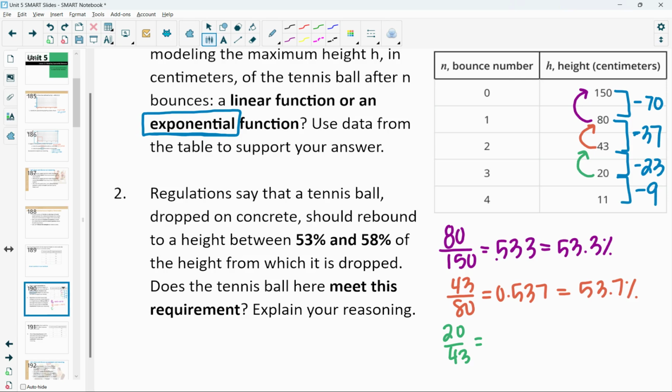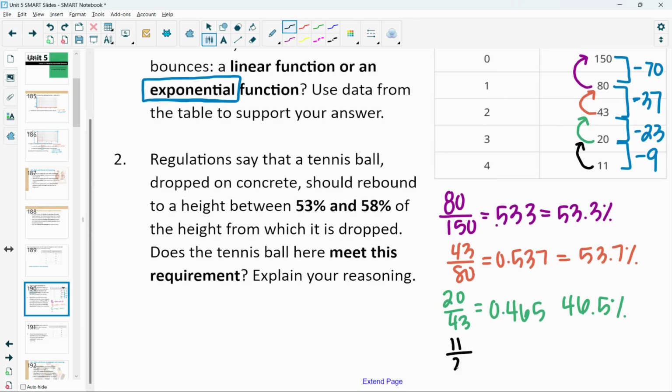And then the next one, 20 divided by 43. So 20 divided by 43 gives us 0.465. So 46.5% there. And then 11 divided by 20 gives us 0.55. So 55% for that one.